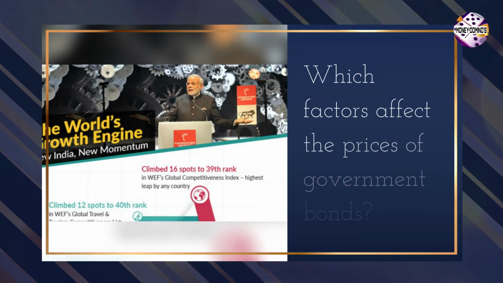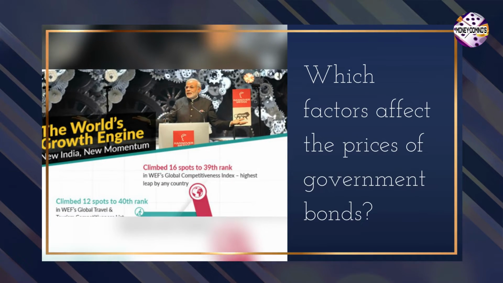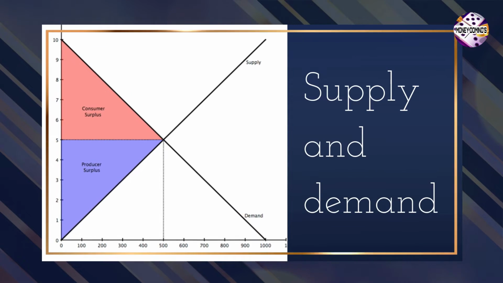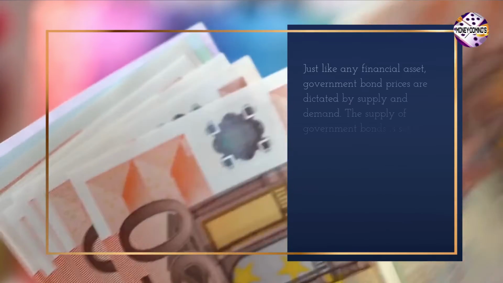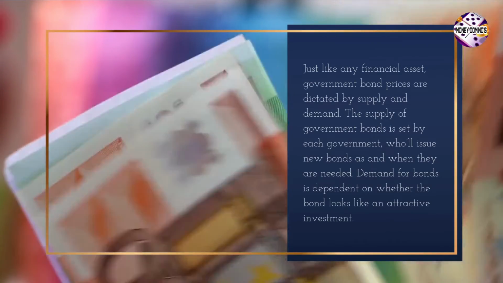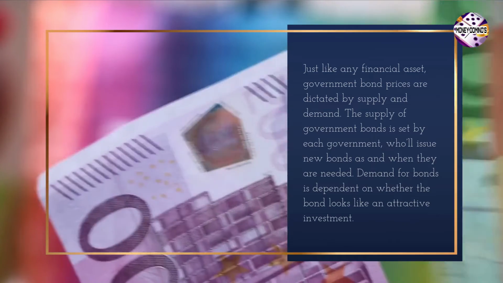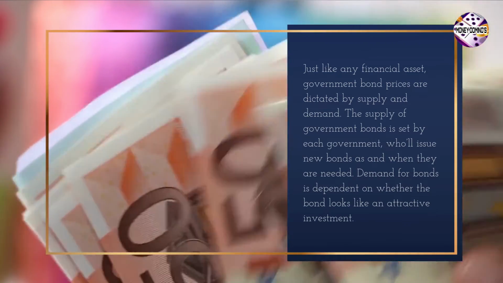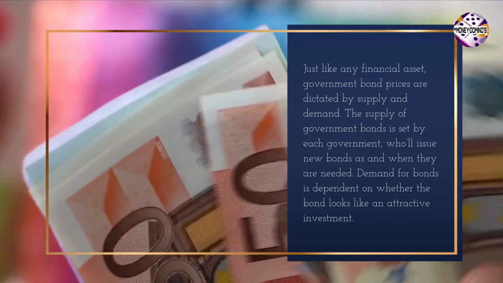Which factors affect the prices of government bonds? Supply and demand. Just like any financial asset, government bond prices are dictated by supply and demand. The supply of government bonds is set by each government, who will issue new bonds as and when they are needed. Demand for bonds is dependent on whether the bond looks like an attractive investment.